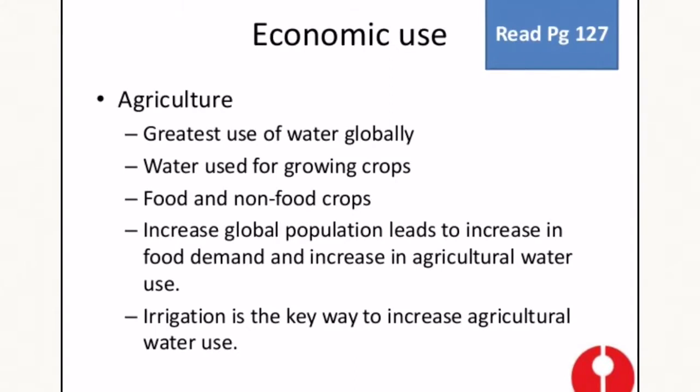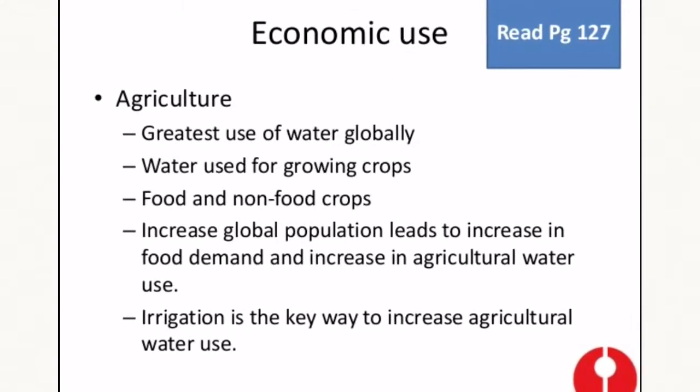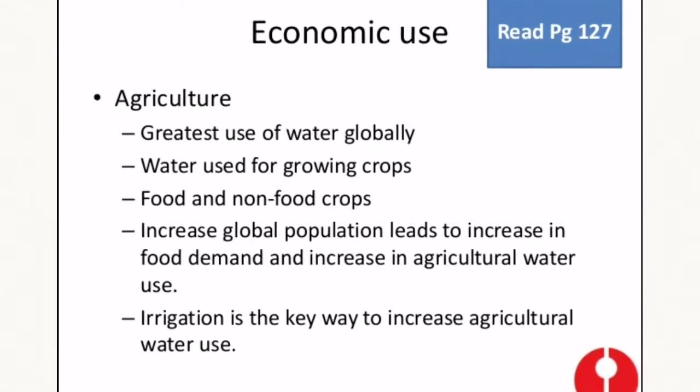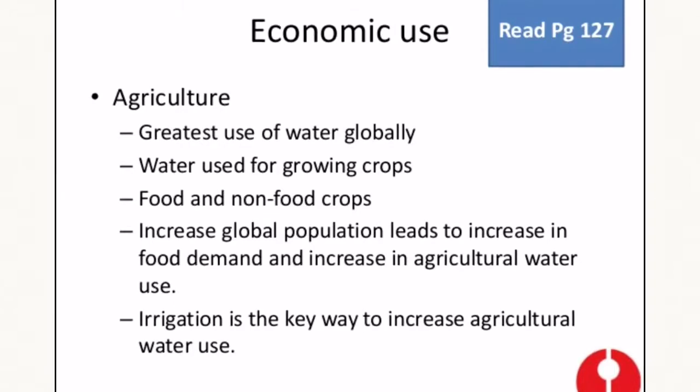Now, one big use of it is irrigation. When you have irrigation, it means you add water to areas where you're planting your crops, so that you can continue to have a good harvest, or at least the plants don't die.